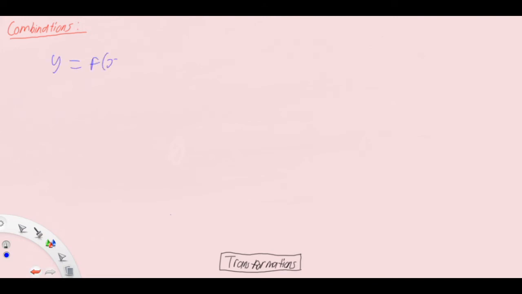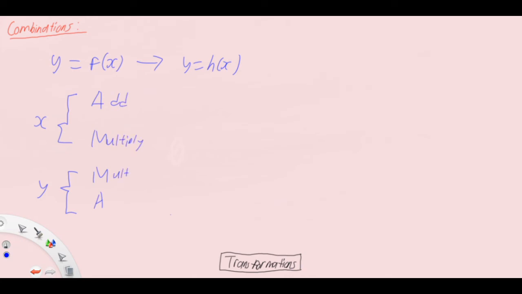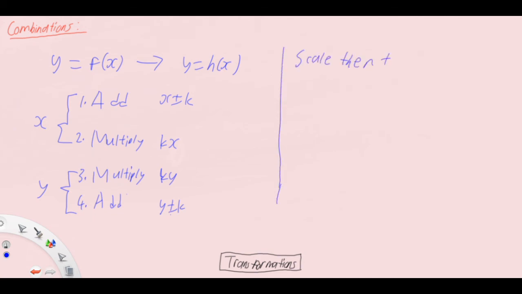Finally, we have combinations. So one example is y = f(x), to y = h(x). And we'll follow these guidelines for these sorts of equations where we have A, M, and A. The first A and M is for x, the second M and A is for y. A for add, M for multiply, so translation then scale. Essentially, first step, translate x, then scale x. Afterwards, scale y, then translate y. Alright, so that's the framework for y = f(x).